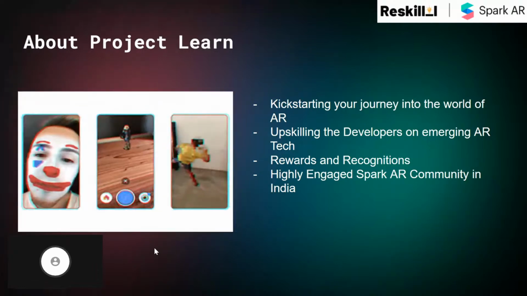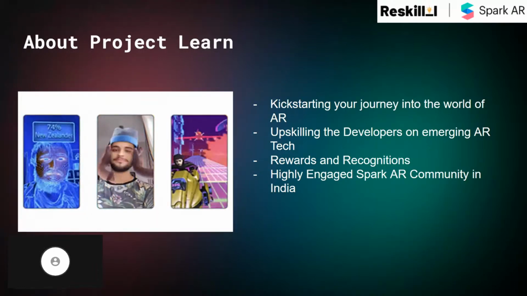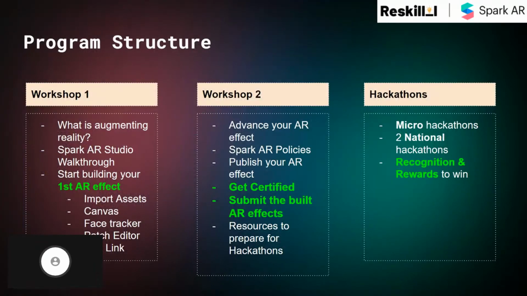The program structure is divided into three broad stages. In the first phase, we will walk you through Spark AI Studio and teach you how to create your first AI effect from scratch, which involves importing assets, canvas, face tracking, patch editor, and generating test link. In the second phase, we move a step further and teach you about the advanced filters and share with you Spark AI policies before you finally submit your effect.